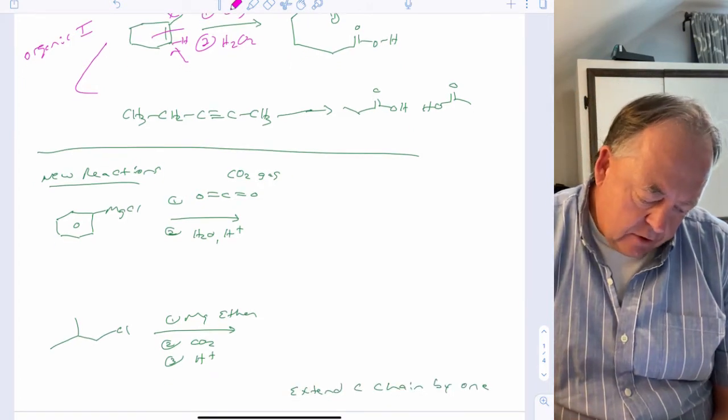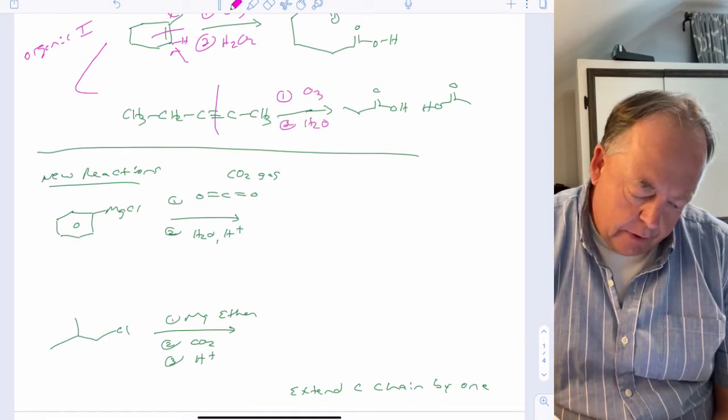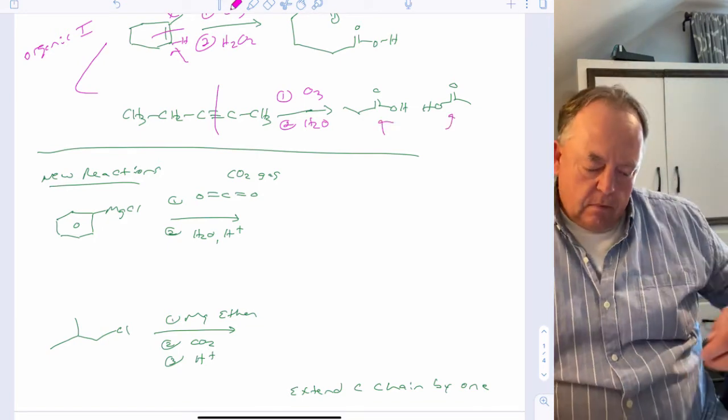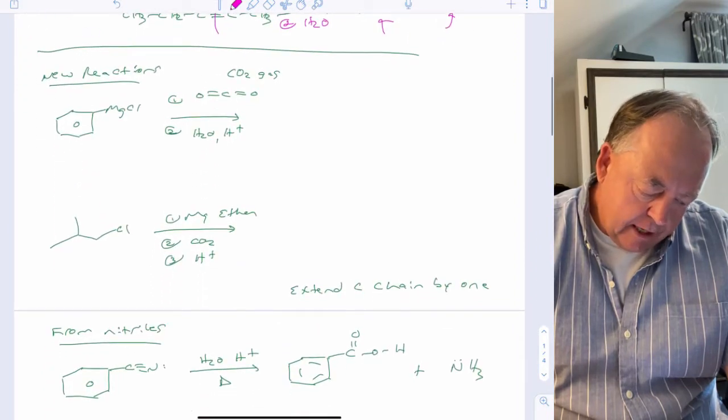And if you had alkynes, similarly, if you react that with ozone and water, that would cleave the alkyne triple bond and make 2 carboxylic acids. Okay, so those are old reactions that you already know, and then we'll look at a few new reactions.